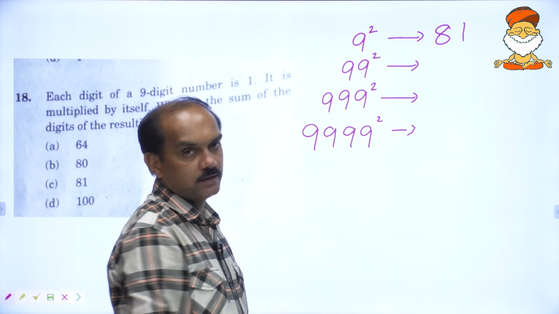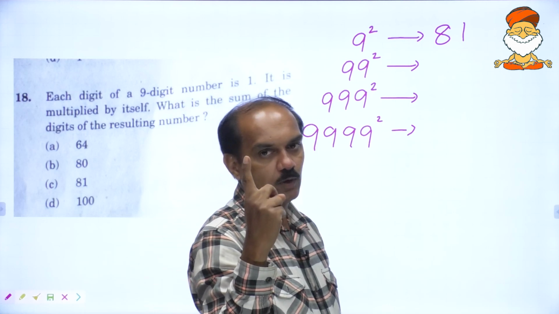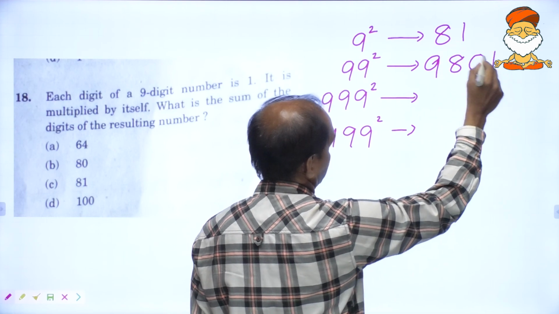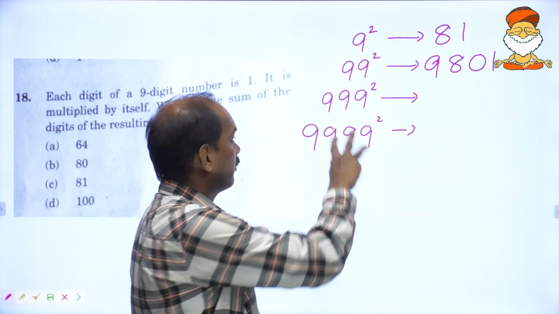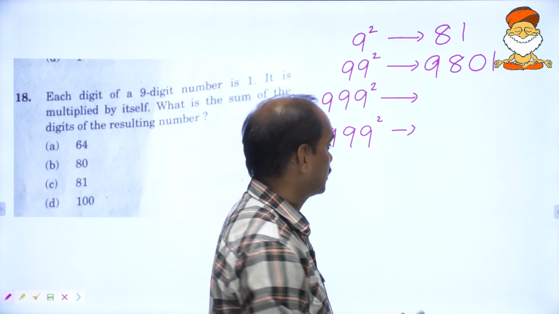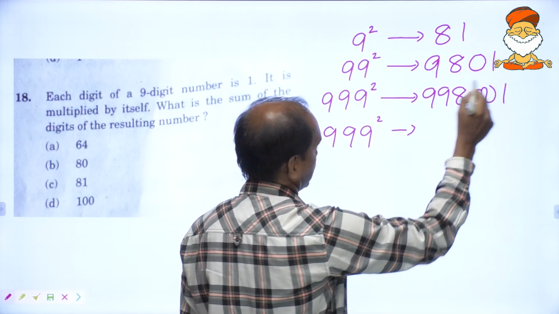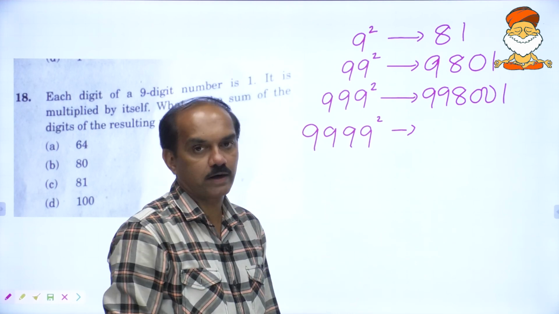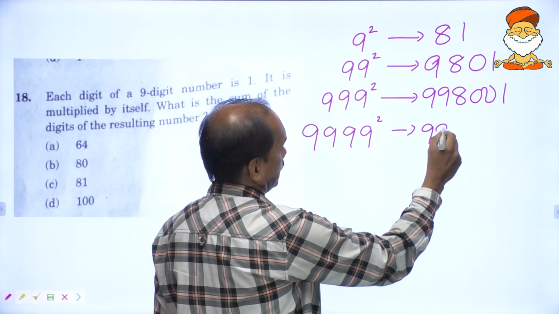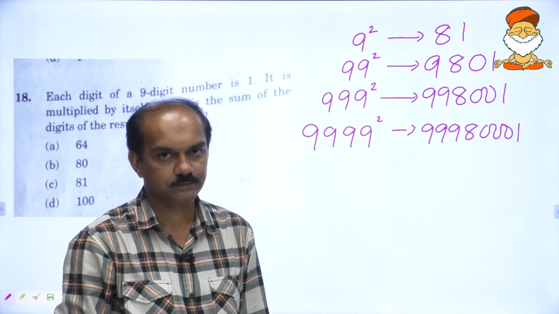Now let's see the other changes that take place. Here we have 2 9s, less 1, only 1 9, only 1 0, 8 and 1 are always fixed. Here we have 3 9s, less 1, 2 9s, 2 zeros, 8 and 1, they are always fixed. Here we have 4 9s, less 1, 3 9s, 3 zeros, 8 and 1 are always fixed.